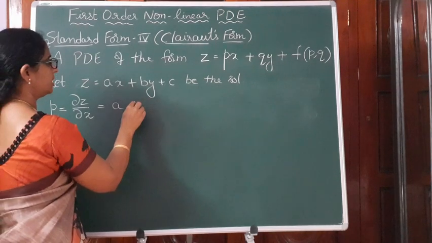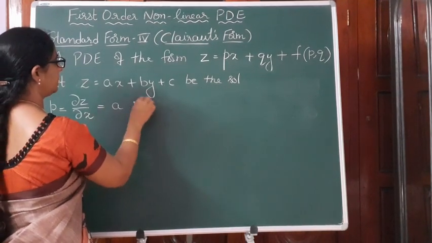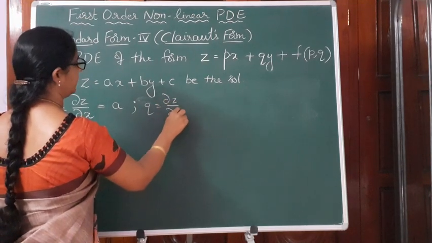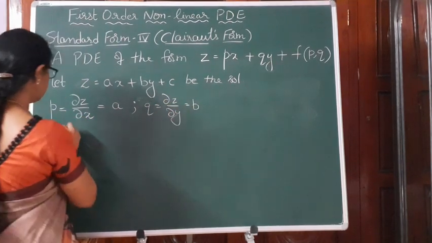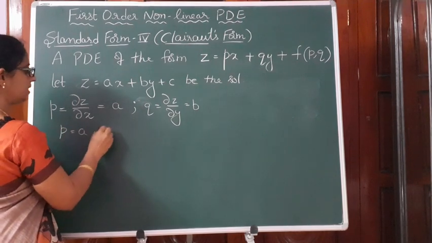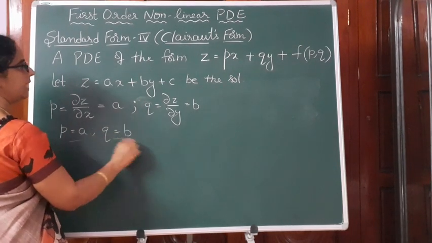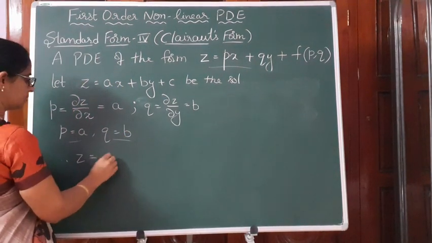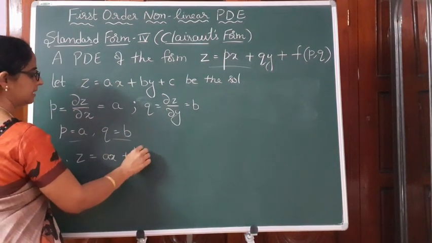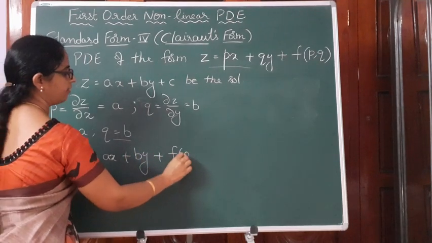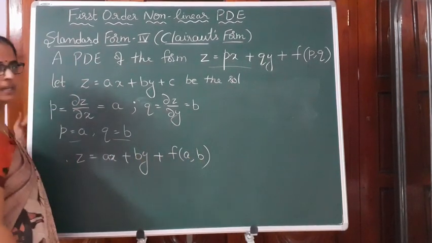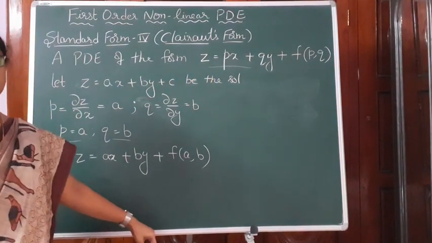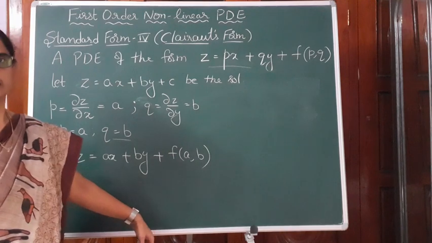Similarly, partially differentiating with respect to y, we get dou z by dou y, that is q, is equal to b. So p is equal to a and q is equal to b. Now we substitute this p and q in the given equation, so that we get z is equal to ax plus by plus f of a comma b as the general solution of this partial differential equation, which is in standard form 4, that is in Clairaut's form.